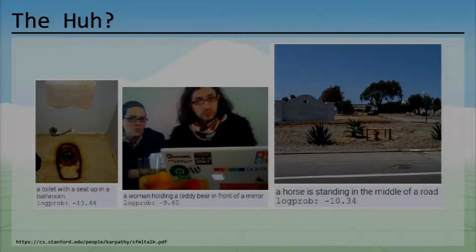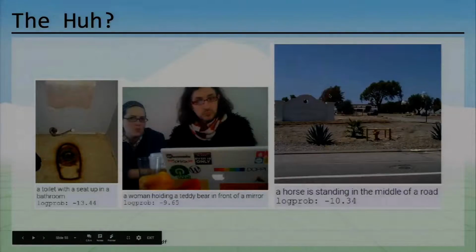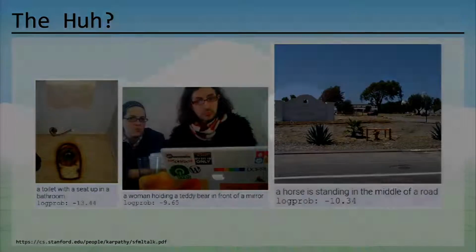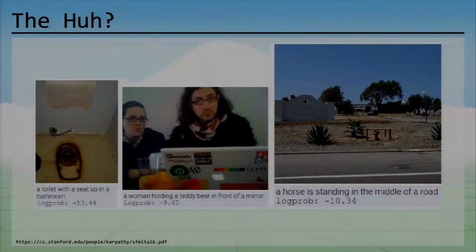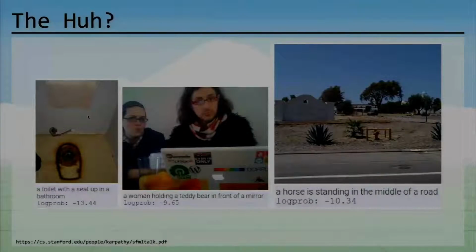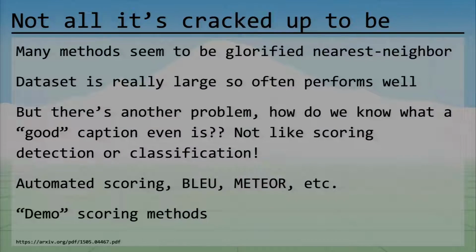And then sometimes it just goes totally off the rails. I really like this one, a horse standing in the middle of a road. There is no horse in that picture. A woman holding a teddy bear in front of a mirror. There's no mirror or teddy bear in this picture. This one is funny because this is clearly a bathroom where the toilet was removed, but it says a toilet with a seat up in a bathroom, but really there's no actual toilet there. So our image captioning models are definitely learning something. It's kind of hard to figure out what exactly is going on.